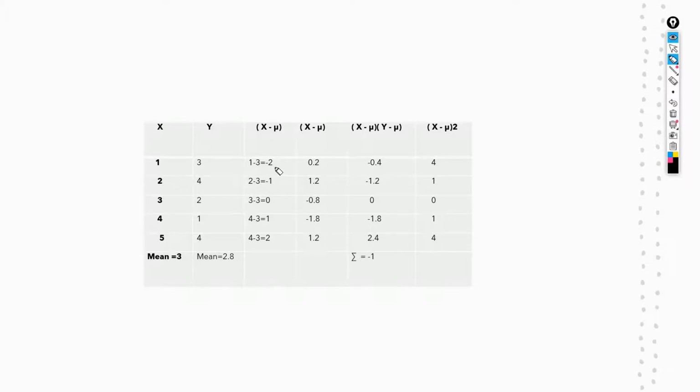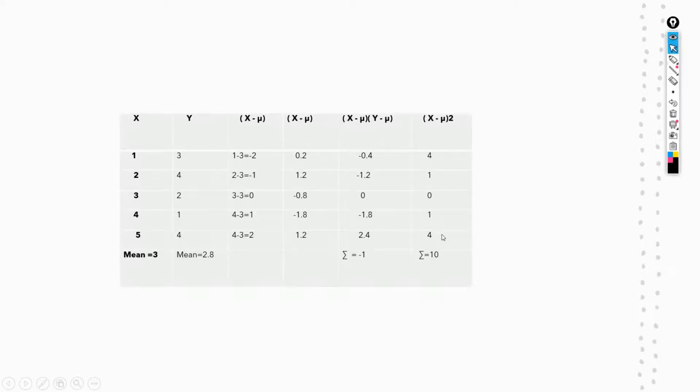Here, minus 2 whole square is 4, minus 1 whole square is 1, 0 whole square is 0, 1 square is 1, 2 square is 4. We have got all these (x minus mu) whole square values. Next we want to do the summation of (x minus mu) whole square. The summation of (x minus mu) whole square is 10.